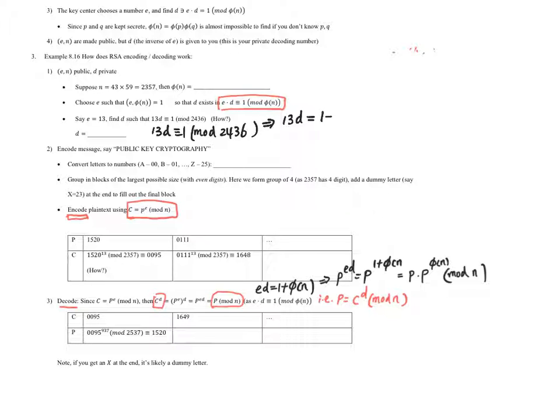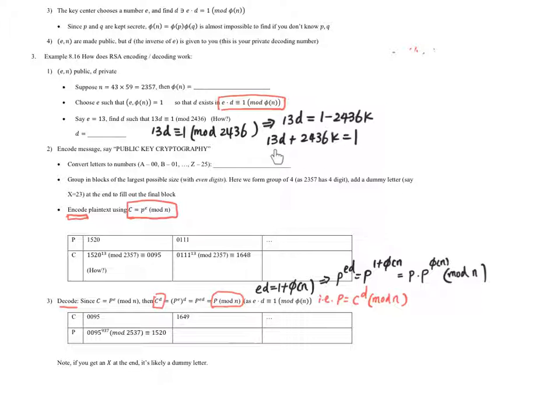Plus or minus doesn't really matter. Here I'm going to choose the minus 2436k, which means 13d plus 2436k equals 1. We do know these two numbers, 13 and 2436, are relatively prime. That's how we choose the e, and therefore the greatest common divisor is 1. This is the linear Diophantine equation.